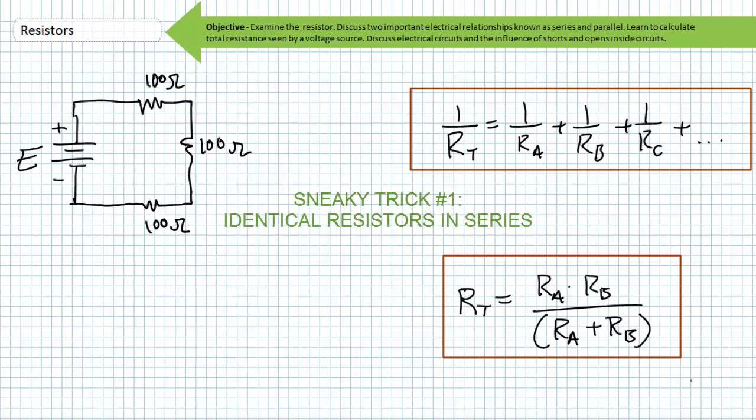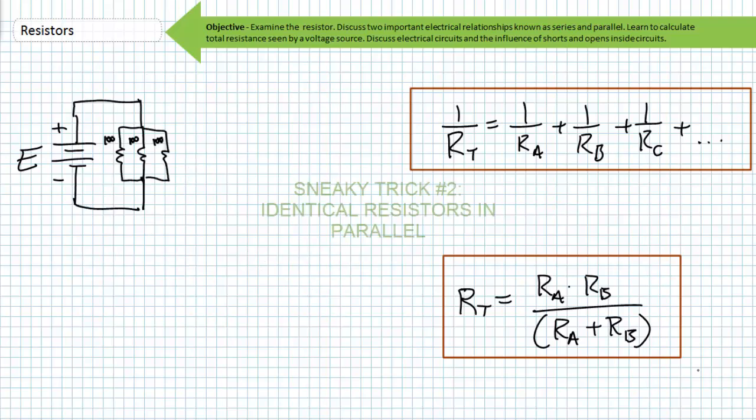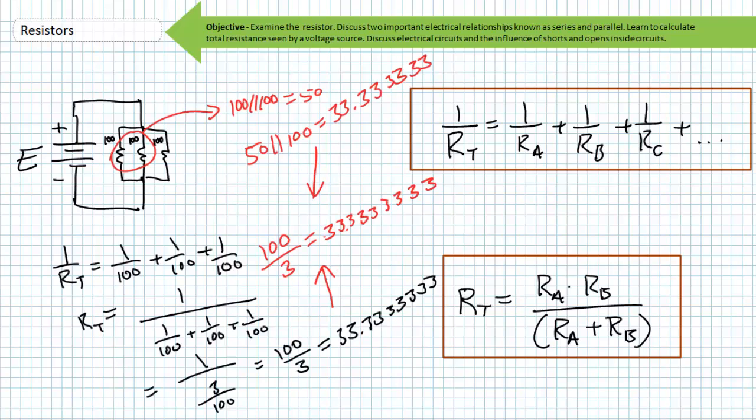The total resistance of identical resistors in series is always that individual resistance times the number of individual resistors. Makes sense. 3 100 ohm resistors in series is 3 times 100 or 300 ohms. Second trick. The total resistance of identical resistors in parallel is always equal to that individual resistance divided by the number of individual resistors. It makes sense, as 100 divided by 3 equals 33.33333333 ohms. These 2 identical resistor shortcuts just save you time.